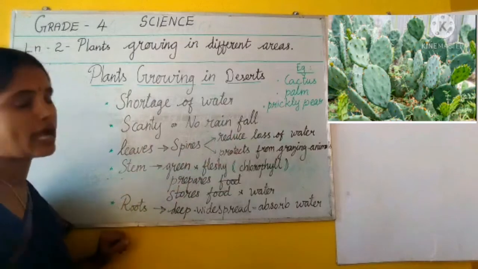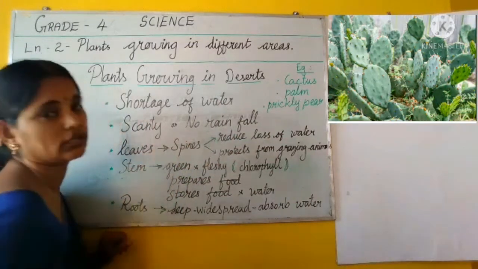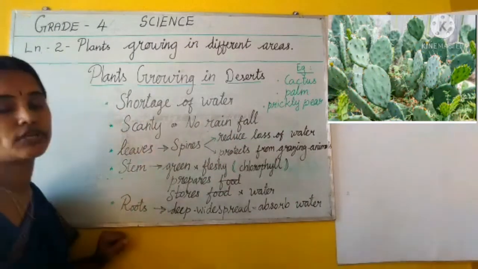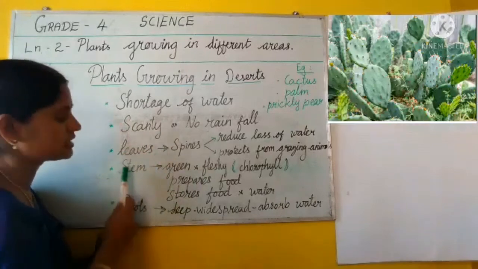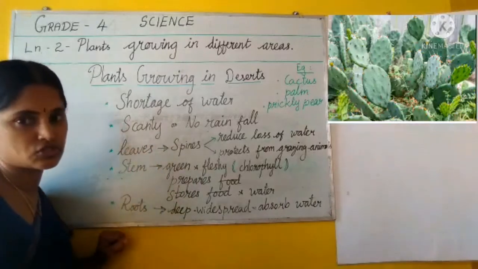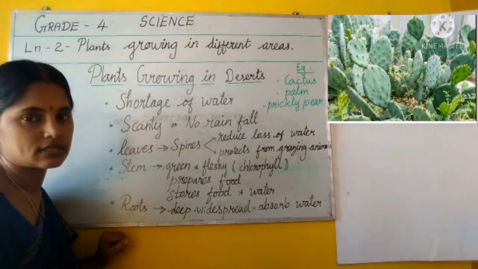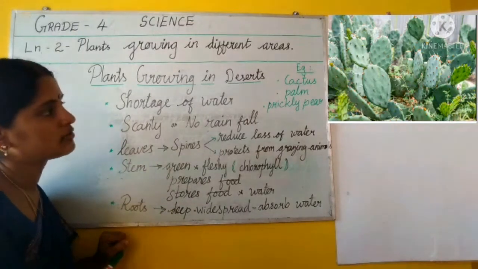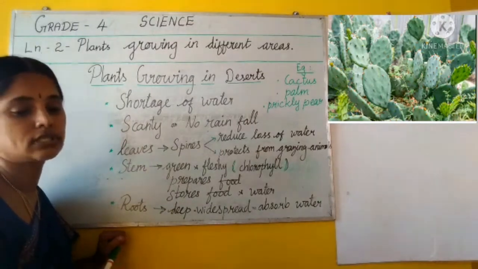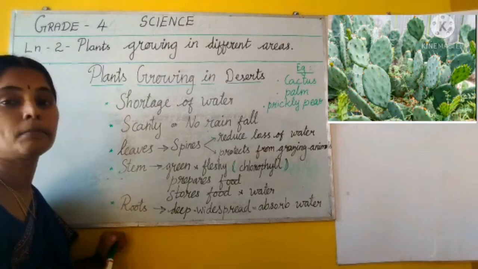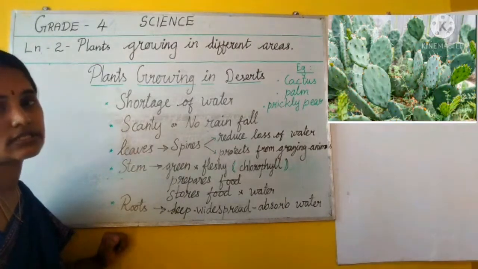So in desert plants, there is shortage of water. In order to overcome the situation, there are modifications in leaf, stem and root structure. Clear, children? Next, we are going to see about plants growing in marshy areas.